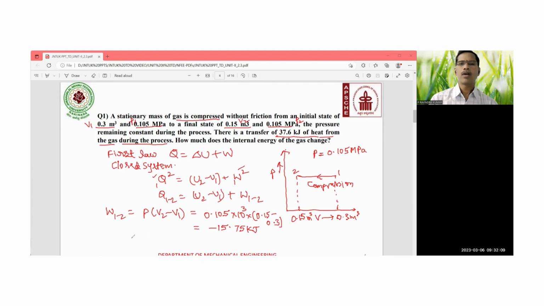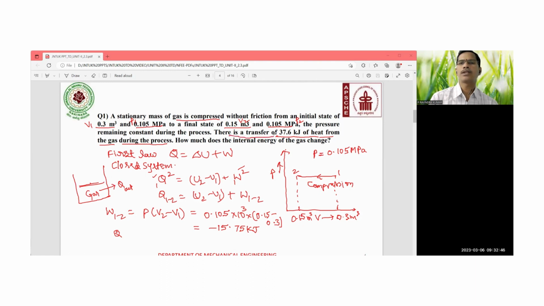Next, there is a transfer of heat. So Q is the transfer of heat from the gas, right? From the gas, this one you have to observe. This is the closed system and this is the gas. Transfer of heat from the gas, so that means heat is going out. A student has to be more careful whether the heat is entering into the system or leaving from the system.